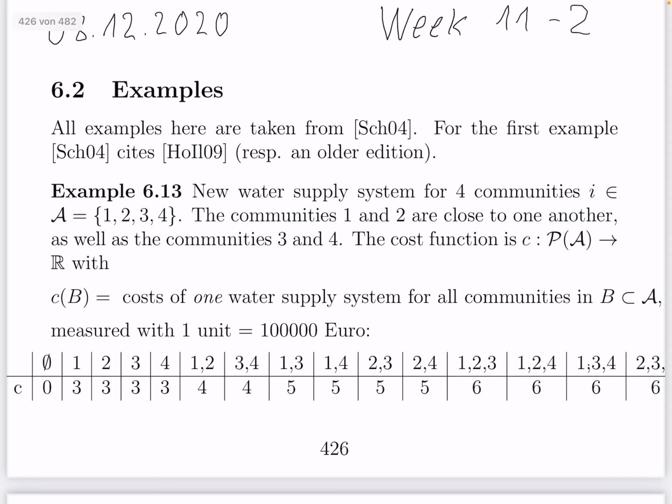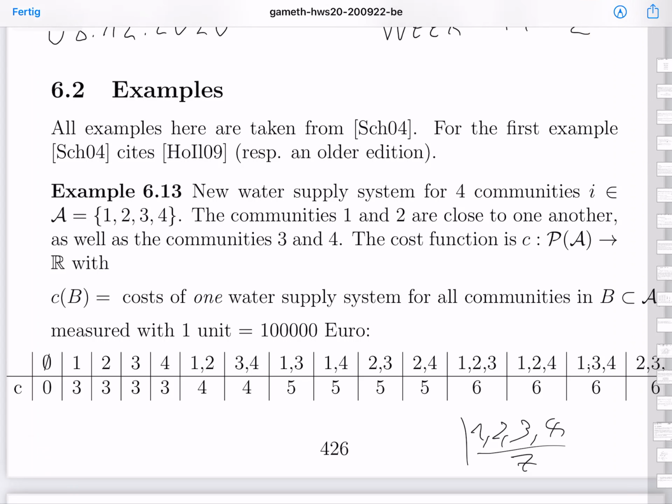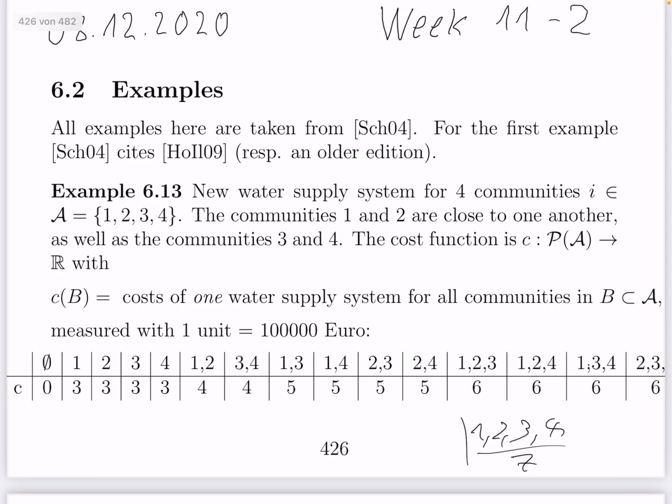Unfortunately, I cut it off on the right hand side. So for the coalition 2, 3, 4, this value is still 6. And for the total coalition 1, 2, 3, 4, the value is 7. So one sees the synergy.